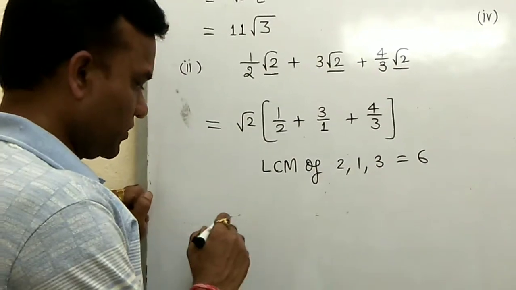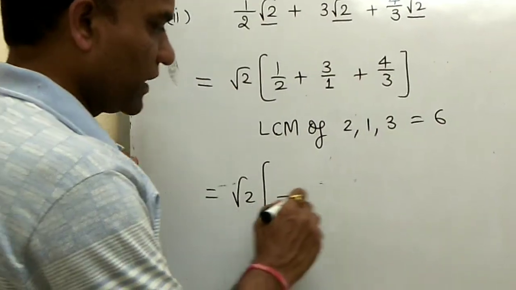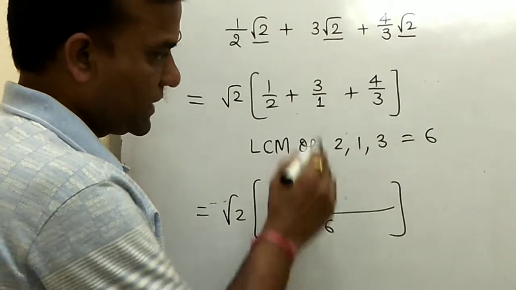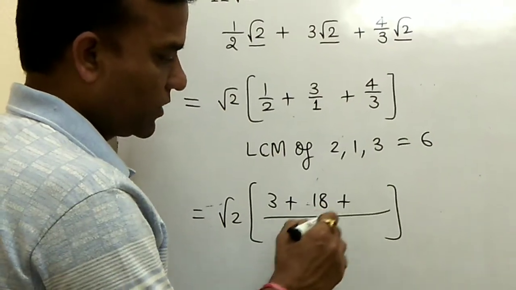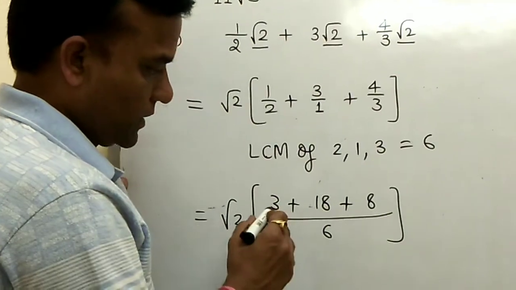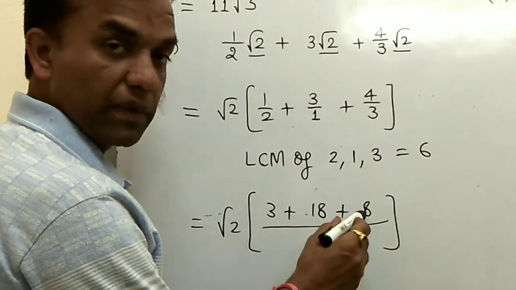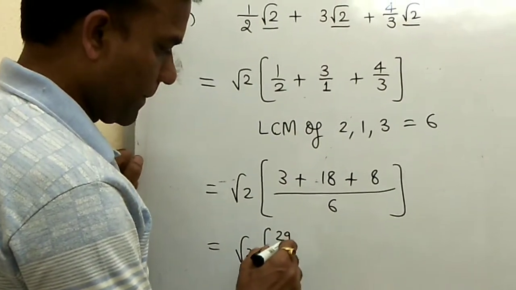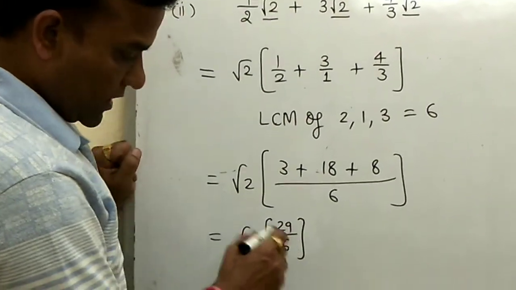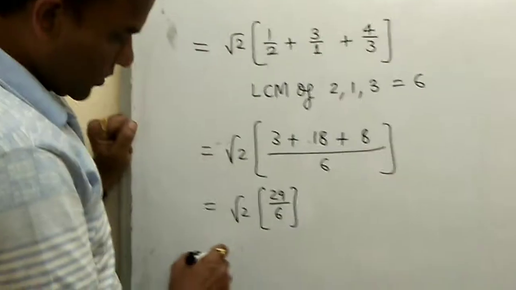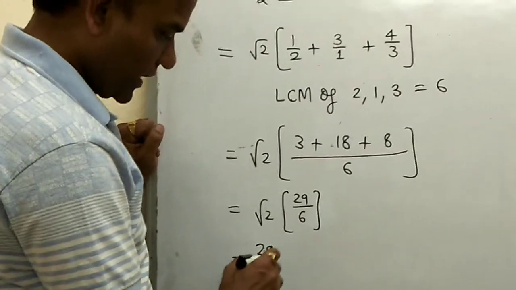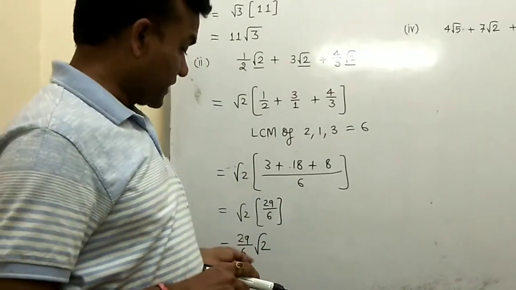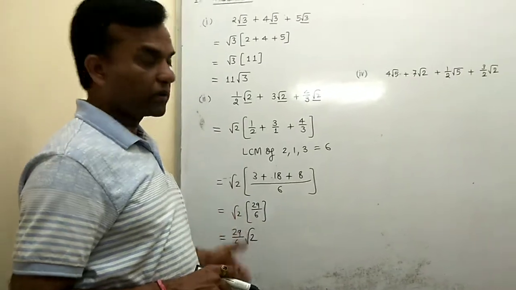So the LCM is 6. You write root 2 as it is, and then take the LCM as 6. The operation is: 2 3s are 6, so 3 here; 6 3s are 18; and 3 2s are 6, so 2 4s are 8. So 3 plus 18 is 21, and 21 plus 8 is 29 upon 6. No simplification is required, because 29 is a prime number. So 29 by 6 root 2. Okay, after simplifying you got the answer: 29 by 6 root 2.